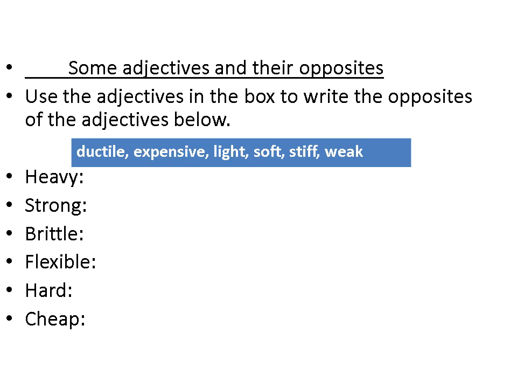Let's answer this one together. The adjectives with their opposites. We have some adjectives in the box, in the blue one: ductile, expensive, light, soft, stiff, weak. You just match the one with the opposite. Number one, for example, heavy. Strong, brittle, flexible, hard, cheap.